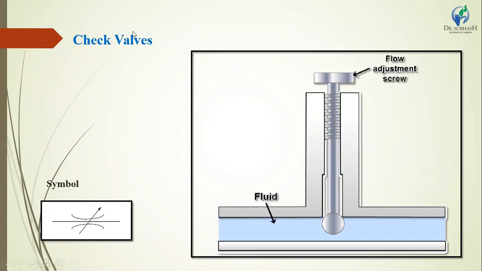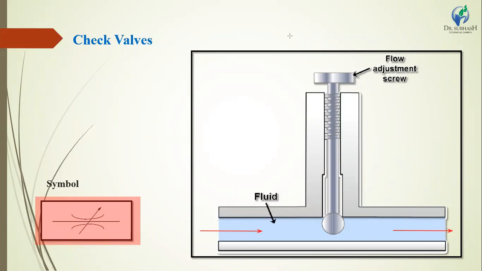Here is a symbol drawing. This is the symbol of the FCV. This arrow denotes a variable restriction FCV. We can vary or control the flow of working fluid. This portion is the working fluid flow path, from this side to this side.